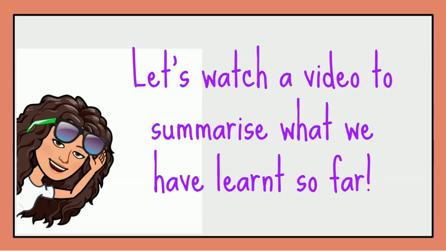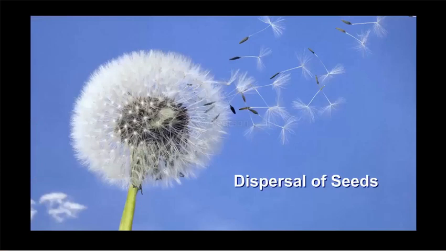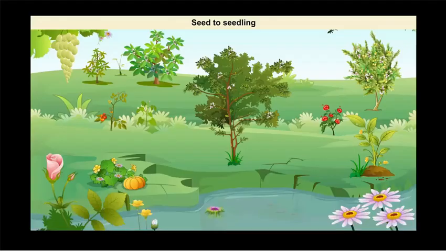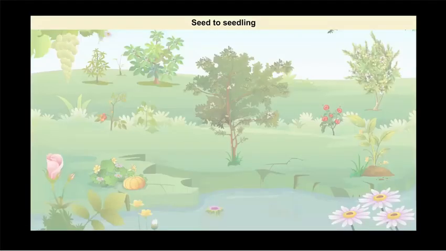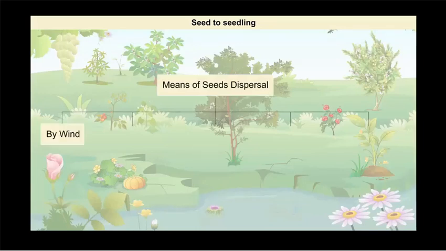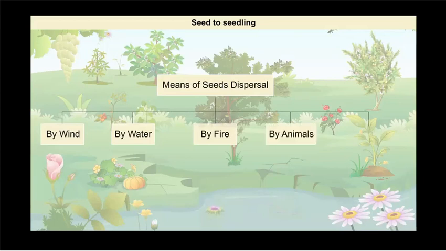Now let us watch a video to summarize what we have learned so far about seed dispersal. Dispersal of seeds. Plants disperse their seeds by different means. Seeds may get dispersed by wind, water, fire, or animals. Some plants even shoot their seeds out explosively.